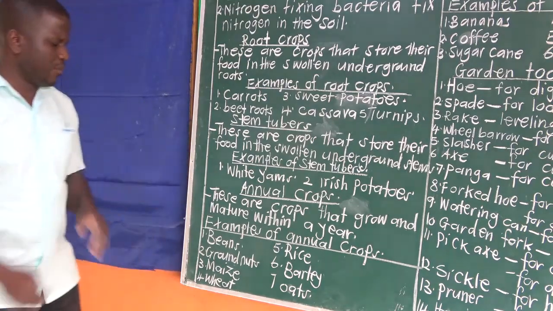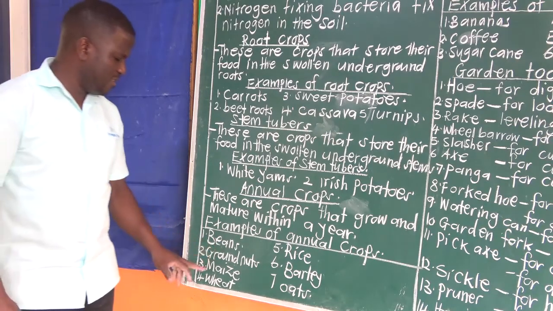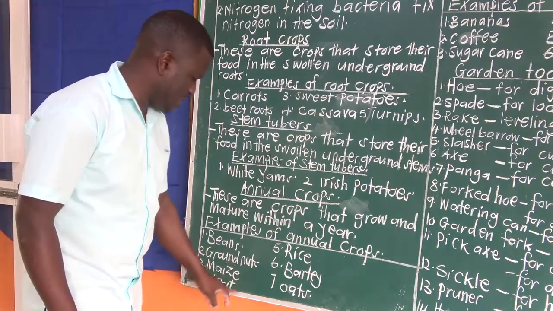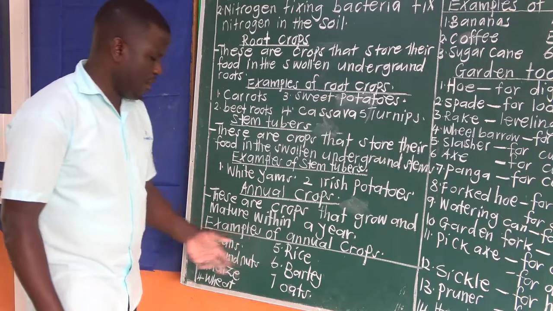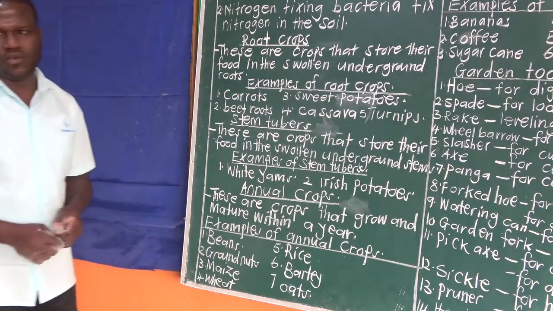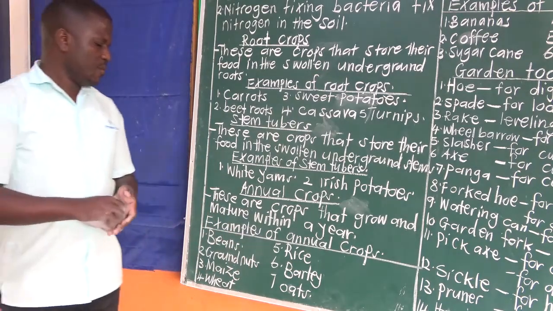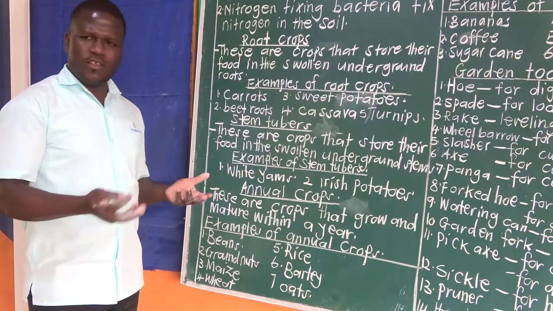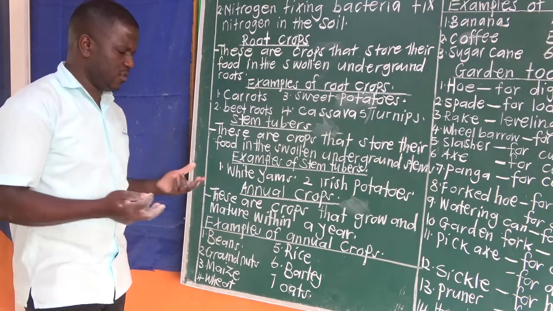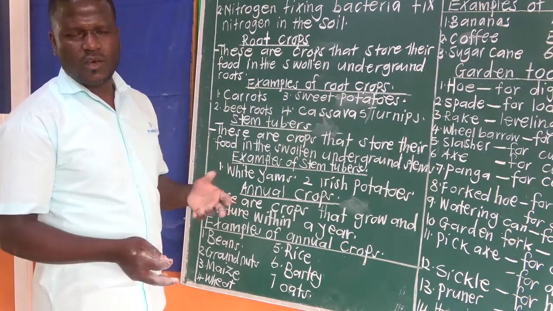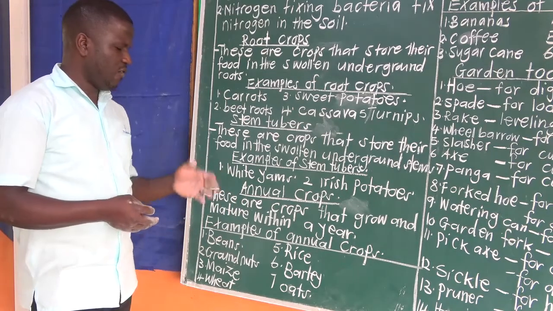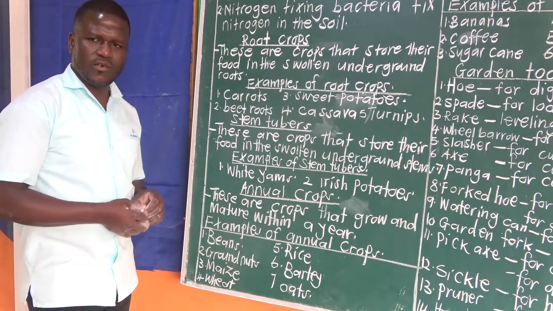We look at examples of annual crops. We have beans, groundnuts, maize, wheat, rice, barley, oats, and so on, bambara nuts. So all legumes, all cereals, all root crops, all stem tubers fall under annual crops.